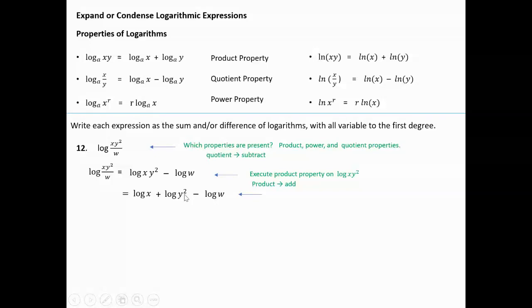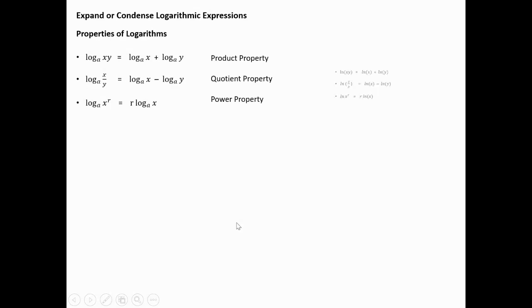Now we're going to execute the power property. The exponent must go to the front. So this is in simplest form. You see all the variables are to the first degree. So again, this is the single log form. This is the expanded form. Okay, now let's try again. Let's do one more example.